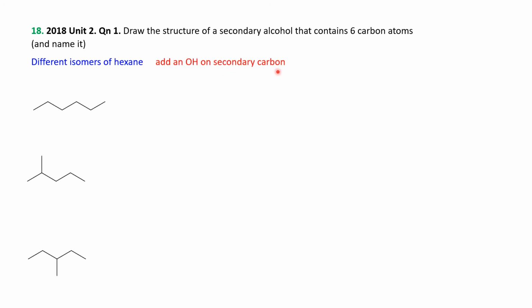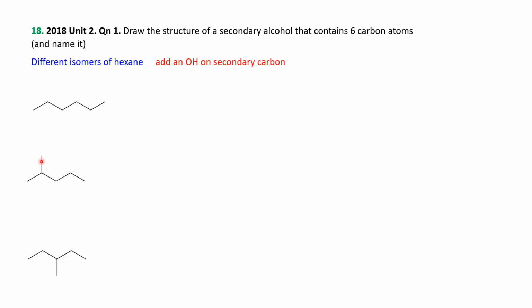Draw the structure of a secondary alcohol that contains 6 carbon atoms, and name it. So I'm going to go a bit overboard here because I love isomer questions. If we've got an alcohol that contains 6 carbon atoms, the alcohol you just plug into the carbon framework. So we can start off by saying, let's consider the different isomers of 6 carbon atoms. In other words, the different isomers of hexane. And then we're just going to add an OH on a secondary carbon to do it.